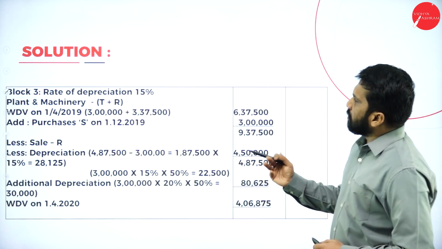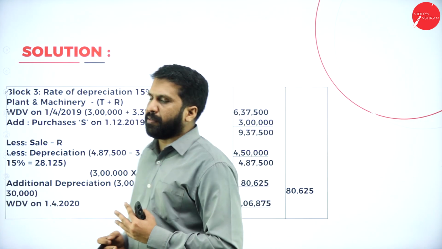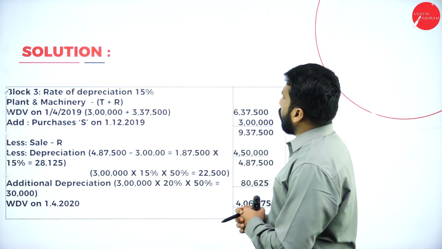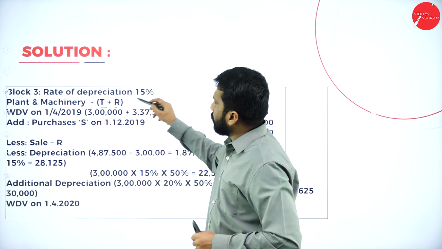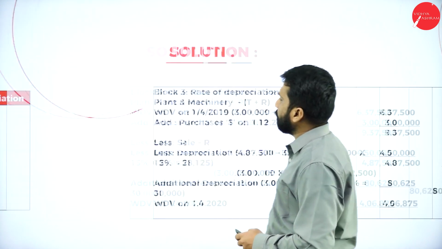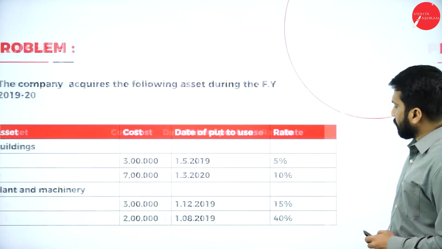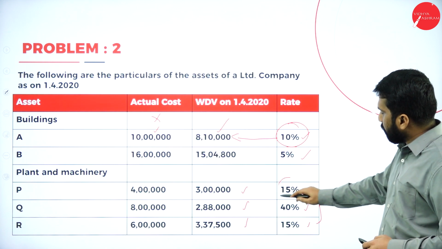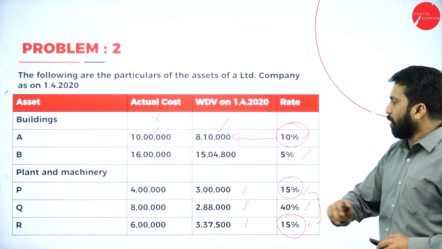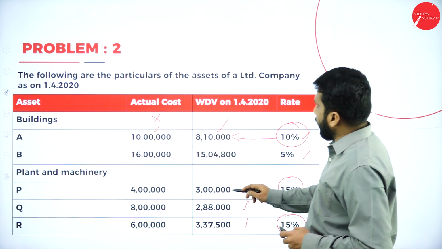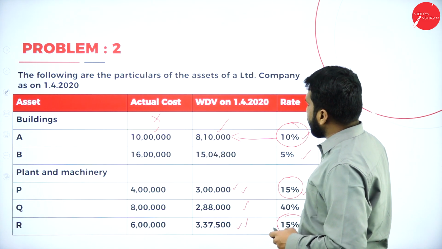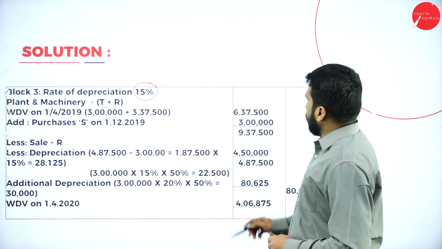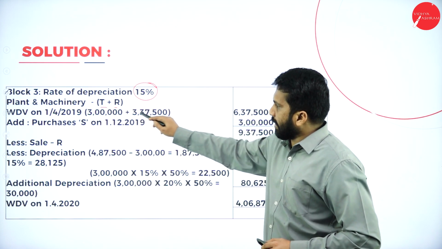Now, similarly, you go for block 3. Block 3 means what? Plant and machinery. Now, your plant and machinery is how much? We have 2 plants with 15%. I'll go back to your question. There is a plant at 15%, and one more plant at 15%. What is the value? We have 3 lakh and we have 3 lakh 37,500. Add both, it will be 6 lakh 37,500. See, 6 lakh 37,500, 3 lakh and 3 lakh 37,500.